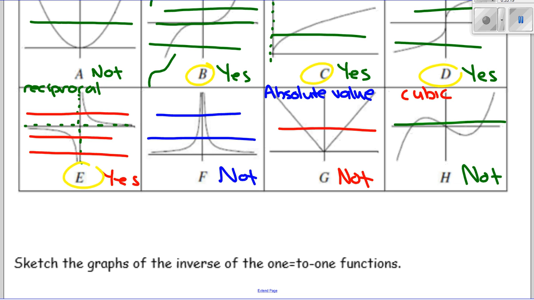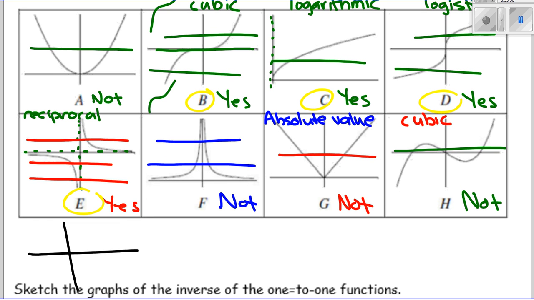Sketch the graphs of the inverse of the one-to-one functions. That's going to be a bit hard to do because I've flooded it a bit. You don't have to. Let's do it vaguely here. Remember, you'd have your line y equals x, so just do it really roughly here.